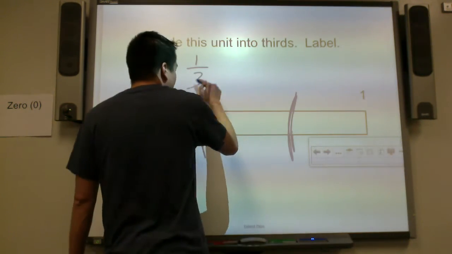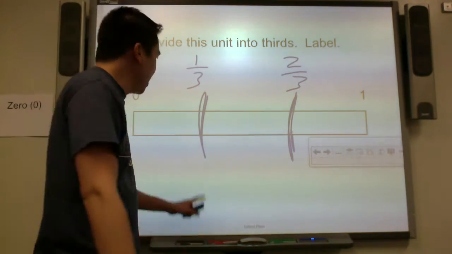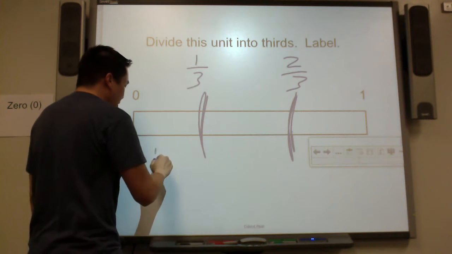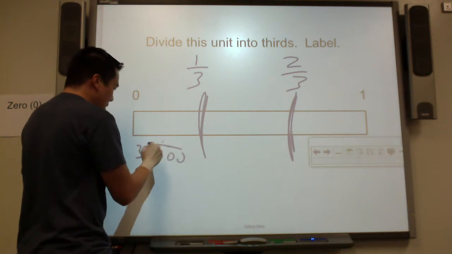Divide this unit into thirds. This would be labeled as 1/3, 2/3. Do you remember the decimal equivalency of it? In case you don't know, it's 1 divided by 3. Can 3 go into 1? Nope. Can 3 go into 10?